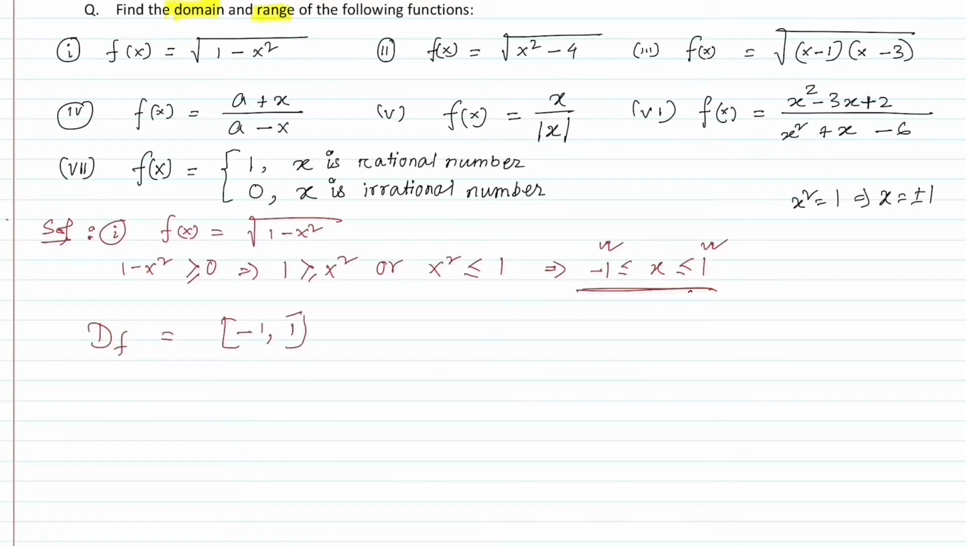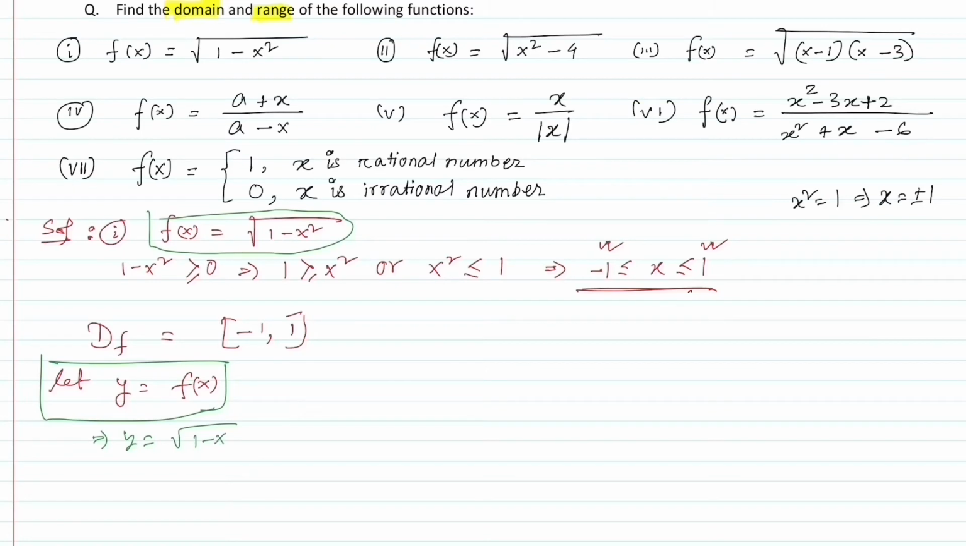Now let me show you how to find the range of this function. In order to find the range, let y be equal to f of x. We know f of x is equal to root over 1 minus x square. So y must be equal to root over 1 minus x square. Remember this one, it is a positive number.